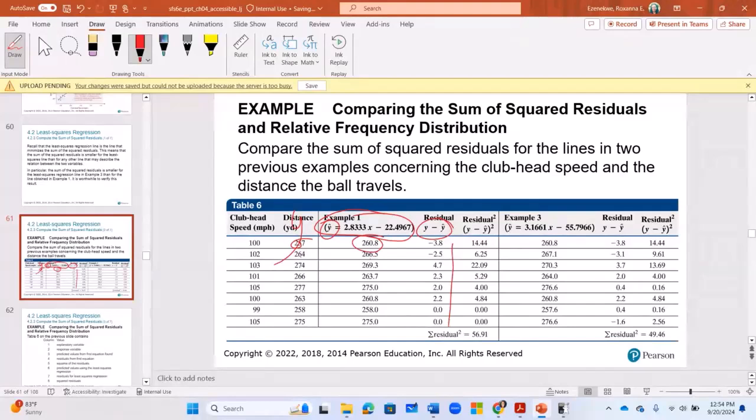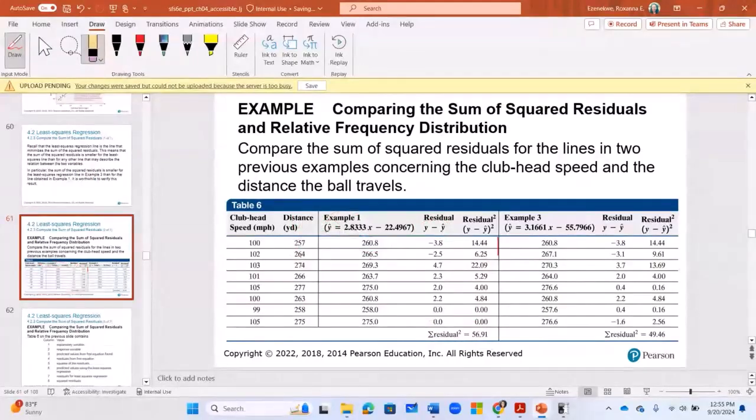Then square each of your residuals, and when you square each of them, you add them up, then you have the sum of squared residuals. Some questions in the test will ask you to find the sum of the squared residuals. So I'm going to go over it again. How are you going to find the sum of squared residuals? If you're told to do that, you make a table like this.